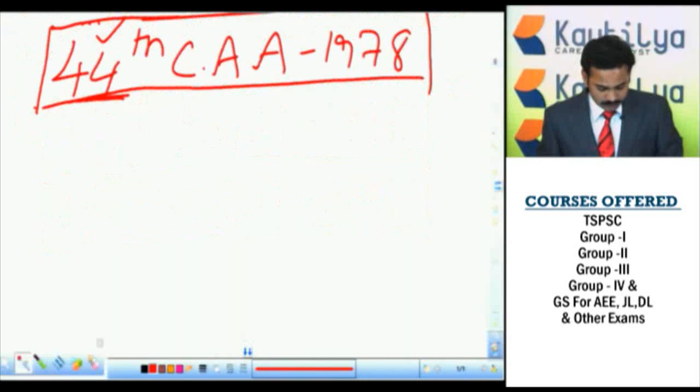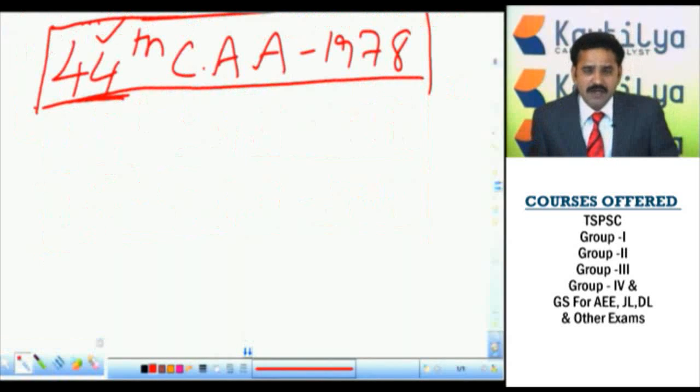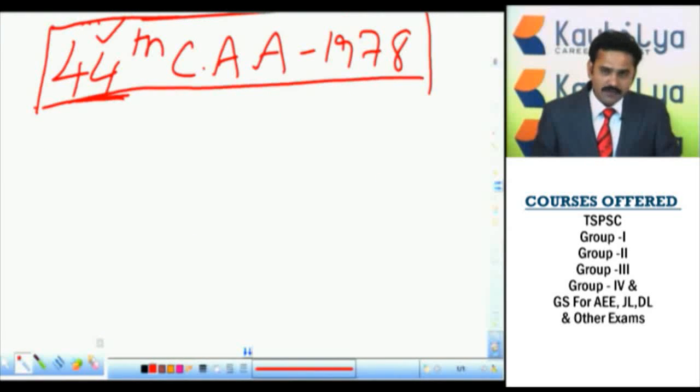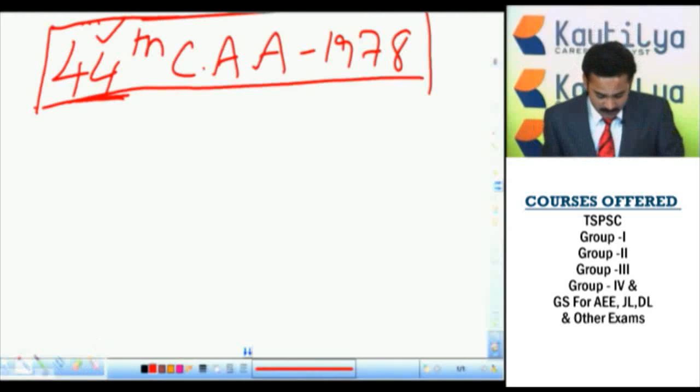Now, what is Article 12? Already we know that fundamental rights start from Article 12 to Article 35. But here we wrote only Article 14 to 18. But what about Article 12 and Article 13? Now we are going to understand what is Article 12 and Article 13. First one, Article 12.